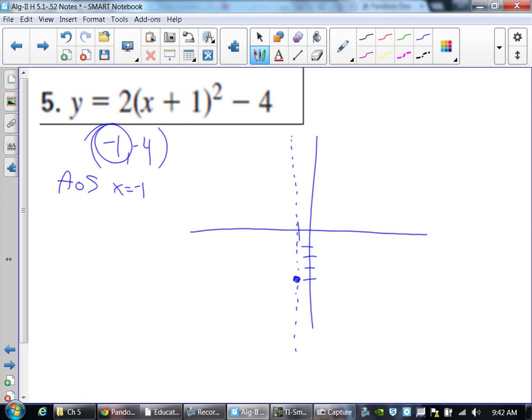Now, sometimes finding the extra points out of vertex form can be a little bit tricky because you just got to be careful with your values. But what's a nice, easy number that's really close to my axis of symmetry that I can use? 0. So if I use 0 for x, and I go 2(0 plus 1) quantity squared, minus 4, you get negative 2. Because 1 squared is 1, 1 times 2 is 2, 2 minus 4 is negative 2. Which means at negative 2, it's also here.